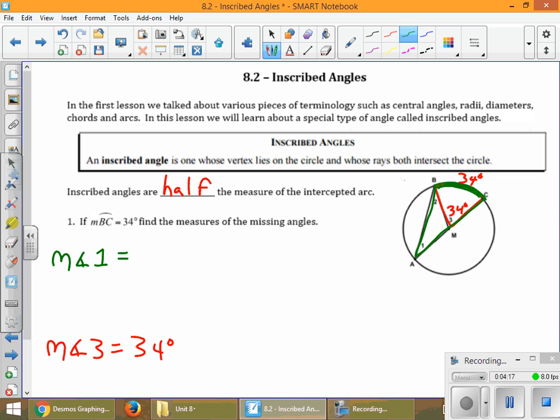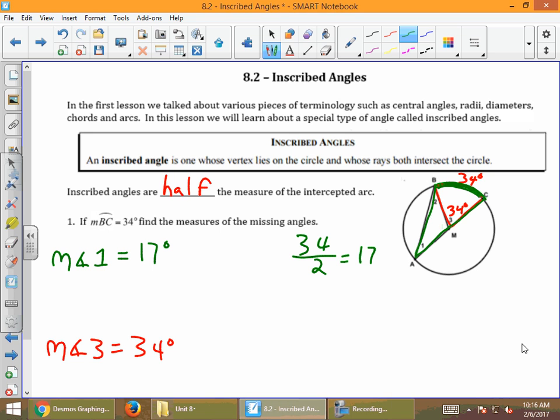So how do I figure out what the measure is? Well, I take that inscribed angle and I divide by 2. Half of 34 is, you need a calculation for this, half of 34 is 17. So when I divide by 2, I get 17. So the measure of angle 1 is 17 degrees. Great. I'm going to go ahead and write that in there. 17 degrees.